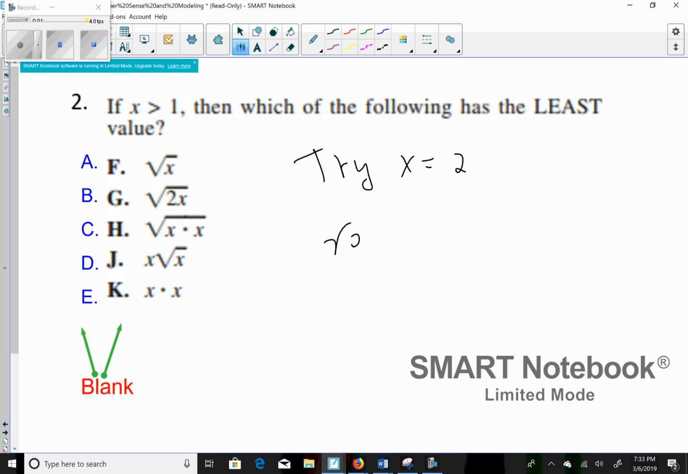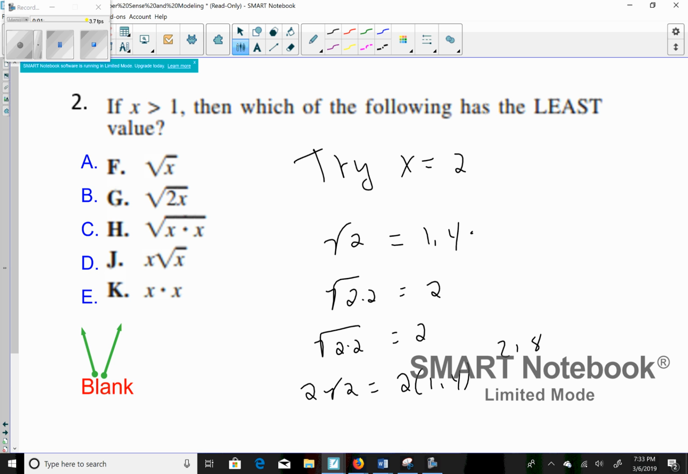So the square root of 2, if I put that in my calculator, I get about 1.4. If I take the square root of 2 times 2, well, that's the square root of 4, which would be 2. If I do the square root of x times x, that's going to be 2 times 2 as well, and that's still going to be 2. If I do 2 times the square root of 2, that's going to end up being 2 times 1.4, so 2.8-ish. And then the next one, x times x, would be 2 times 2, which would be 4. So it looks like the least one is this one, so I am going to choose F.